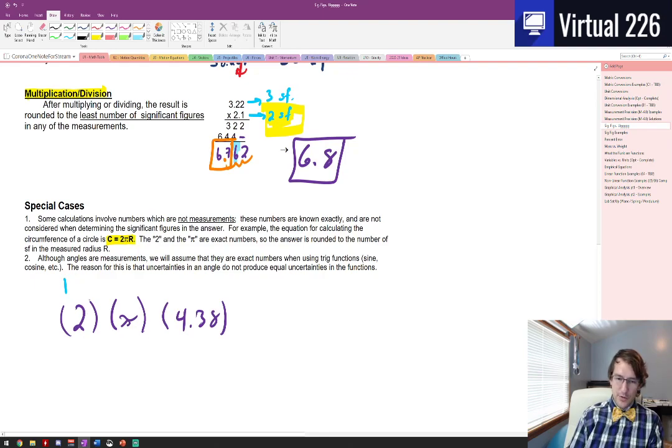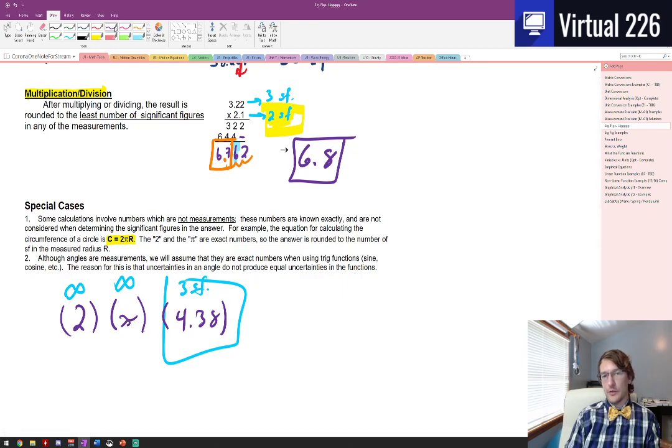No, this number 2 is a mathematical definition. It actually represents 2.0000000 forever. It has infinite precision. It is not the sig fig limiter here. Pi, the irrational number, 3.14, blah, blah, blah, goes on forever. It has infinite precision there, okay? This only has 3 sig figs. This is what's going to cause you to bump down to 3, okay?